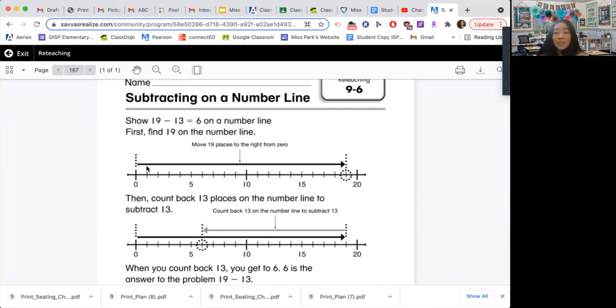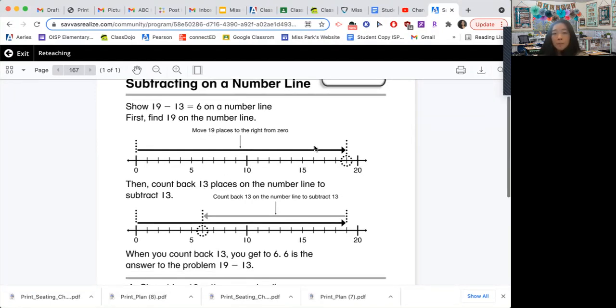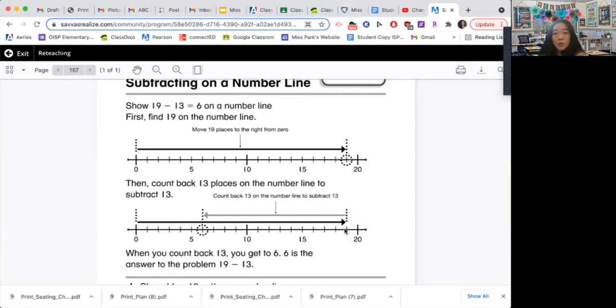Show 19 minus 13 equals 6 on a number line. First, find 19 on a number line. So first, what you'll do is you'll move 19 places to the right from 0. You can create your number line, so 5, 10, 15, and then make the little grooves. Make sure you do it correctly. If you don't put these lines correctly, then your number is going to be off. Once you get to 19, then what you're going to do is you're going to count back 13 places on the number line to subtract 13.